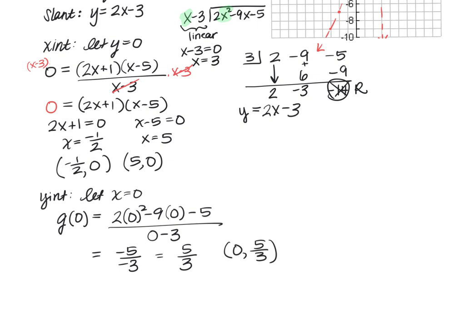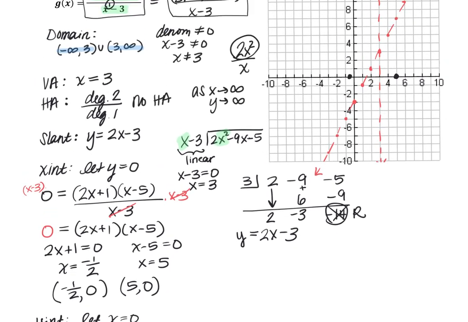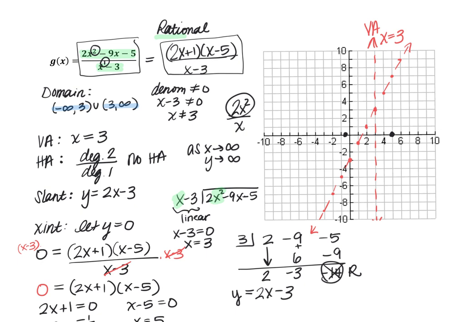Now remember, 5/3 is really 1 2/3. So (0, 1 2/3) I need to plot. So up 1 2/3, I'll just estimate approximately where that is. (0, 5/3). Now we want to put the pieces together, finally finish this off. What is this graph going to look like?